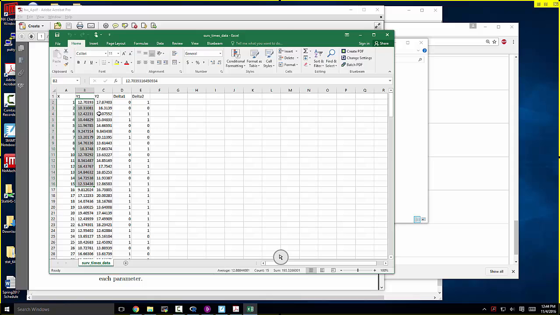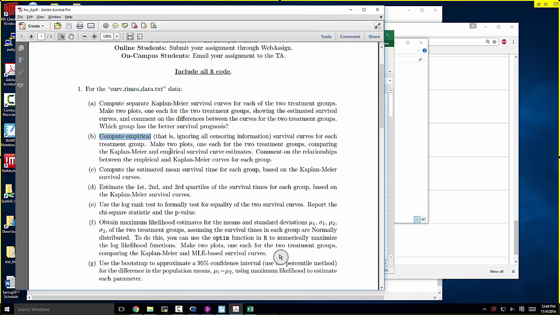So think about how to do that. It's not a hard calculation. You just need to compute the proportion of deaths compared to the number at risk at each unique event time. What proportion of those at risk at each unique event time survived. That's your estimated empirical survival curve estimate. So compute that and compare it to the Kaplan-Meier curves so you can see what the difference is.